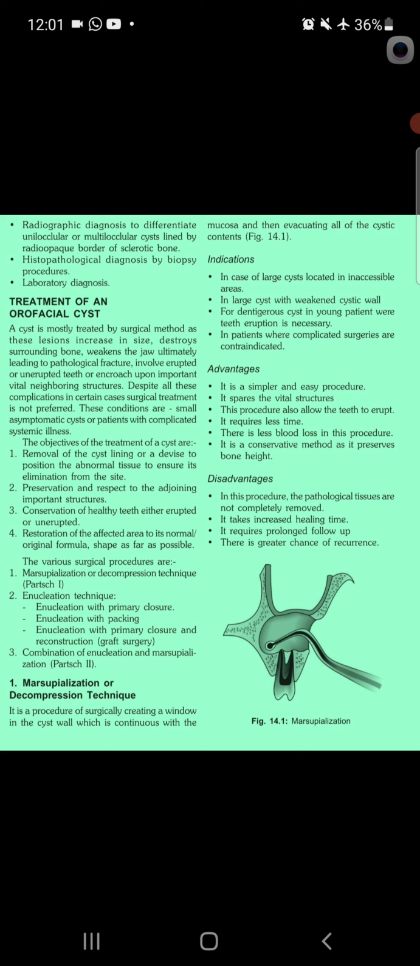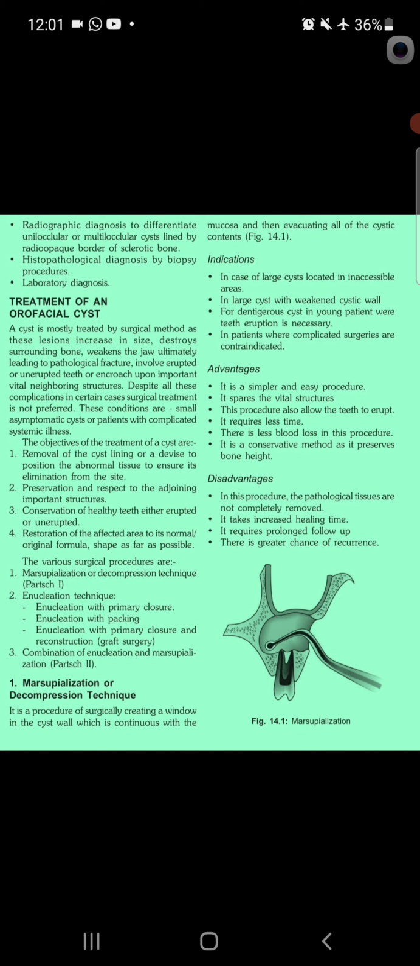Now, first come to the marsupialization or decompression technique. It is a procedure of surgically creating a window in the cyst wall which is continuous with the mucosa, and then evacuating all of the cystic content. We do not completely remove the cyst, we create a window and remove the cystic content. What are the indications? In case of a large cyst located in an inaccessible area, we do marsupialization. These indications are very important. Second is the enlarged cyst with weakened cystic wall.